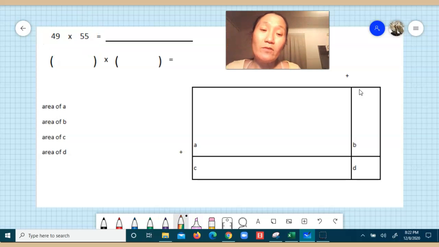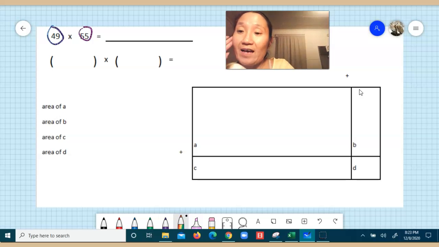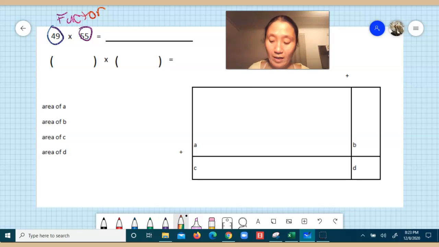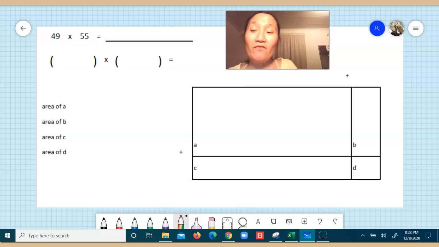Okay, now the first step that you need to do is recognize that these are factors. Factors are numbers that you multiply together. And this is a two-factor multiplication problem, okay? The first factor is 49. The second factor is 55. Now, you need to write 49 and 55 in expanded form.